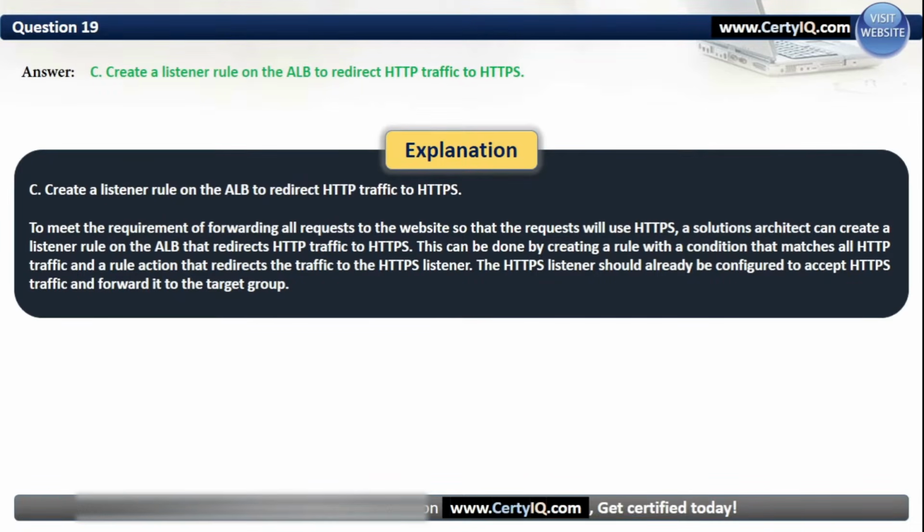To meet the requirements of forwarding all requests to the website so that the requests will use HTTPS, a solutions architect can create a listener rule on the ALB that redirects HTTP traffic to HTTPS. This can be done by creating a rule with a condition that matches all HTTP traffic and a rule action that redirects the traffic to the HTTPS listener. The HTTPS listener should already be configured to accept HTTPS traffic and forward it to the target group.